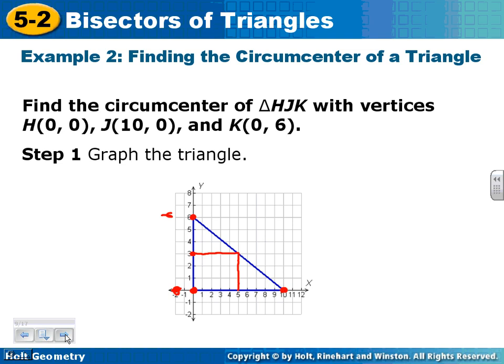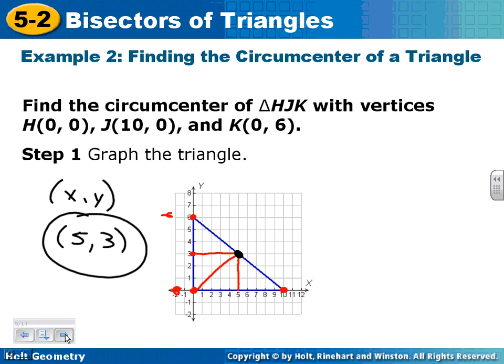Just like that. So my circumcenter, and here's the third one, it'll be just like that. So my circumcenter is that point right there. It's on the triangle because it's a right triangle. Find the vertices, find the circumcenter. It looks like if I write that as an XY ordered pair, it would be over 5 and up 3. 5, 3 would be my circumcenter.